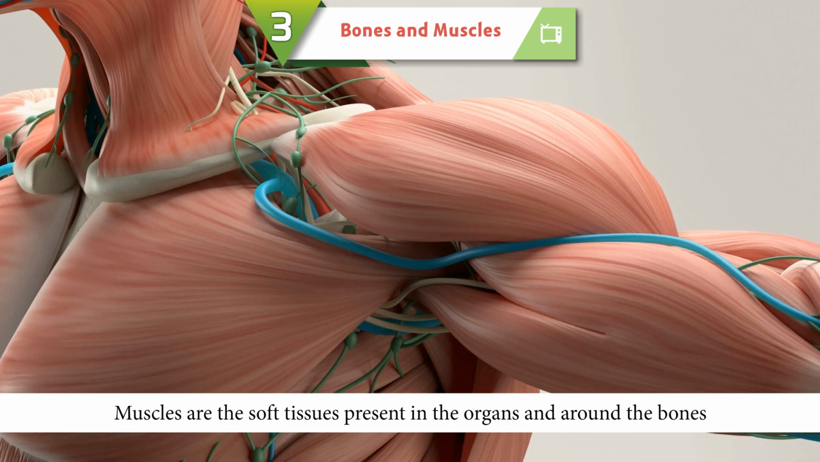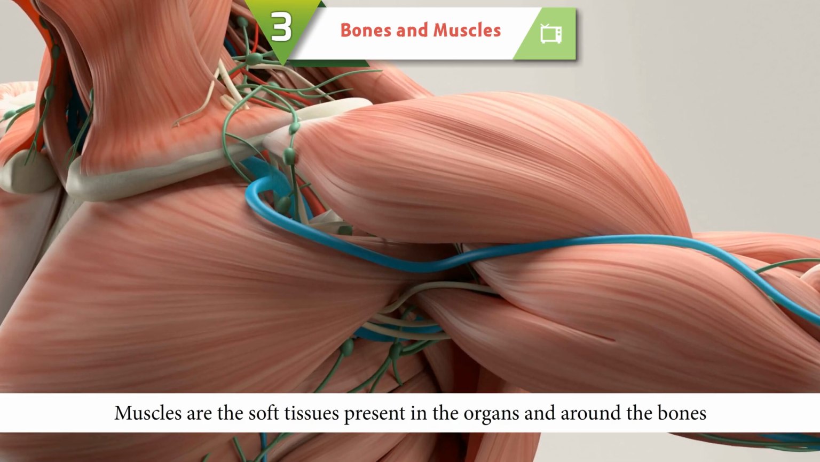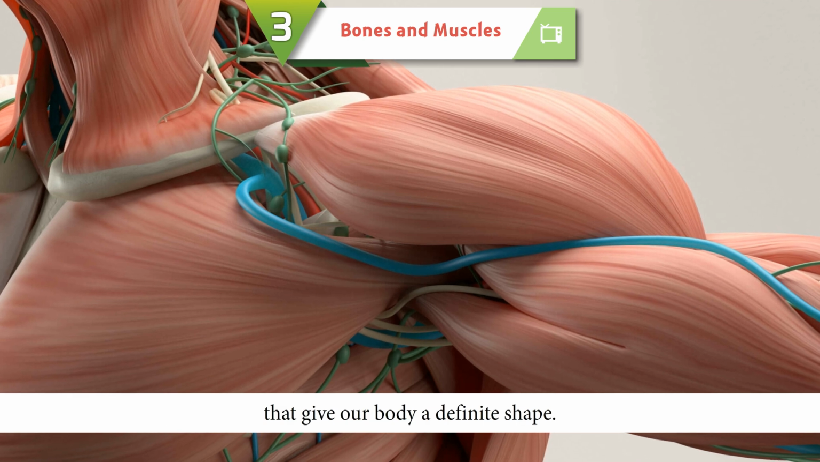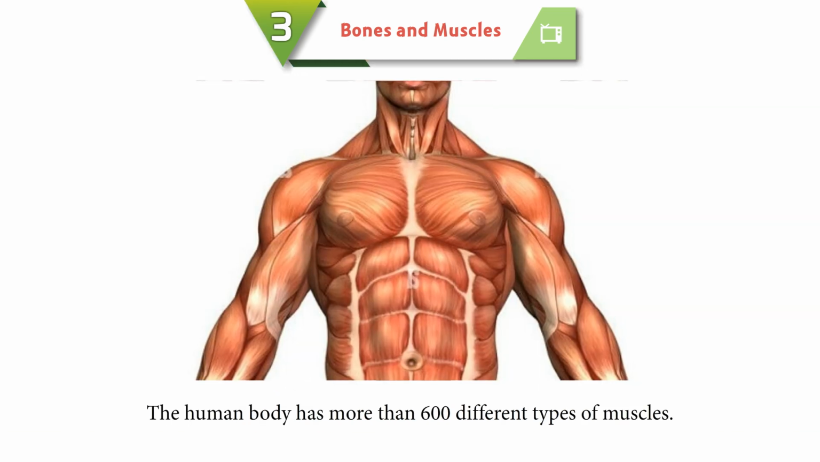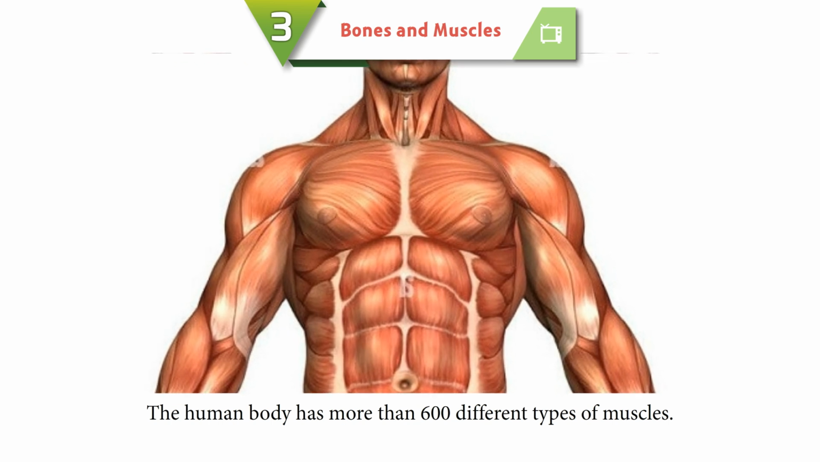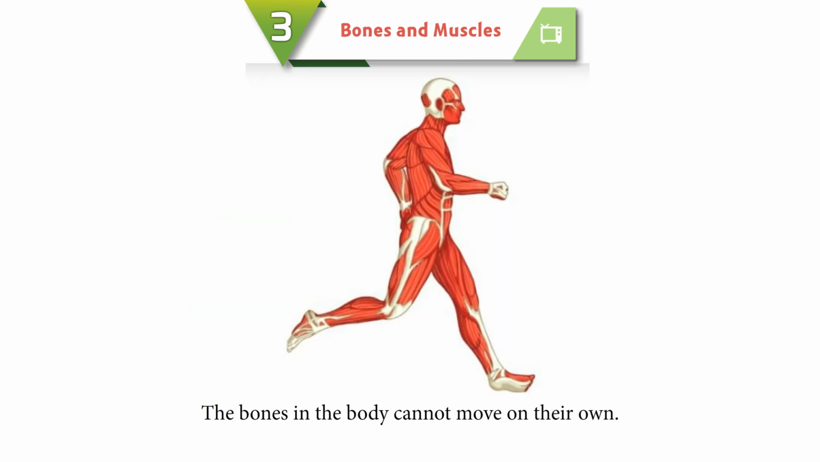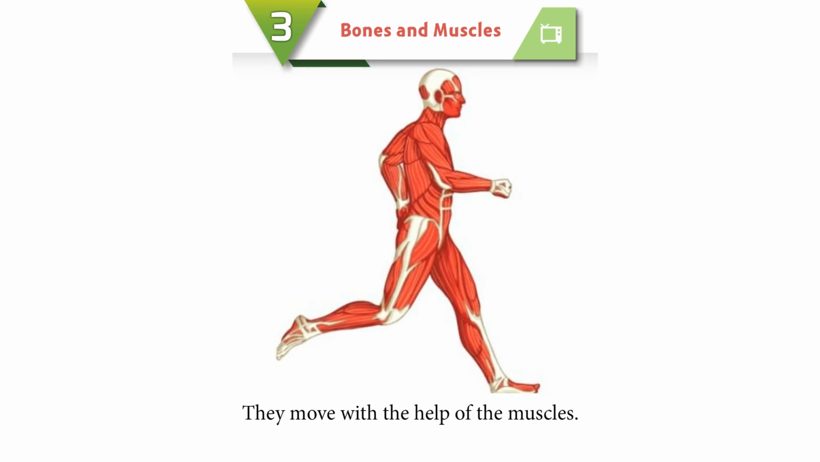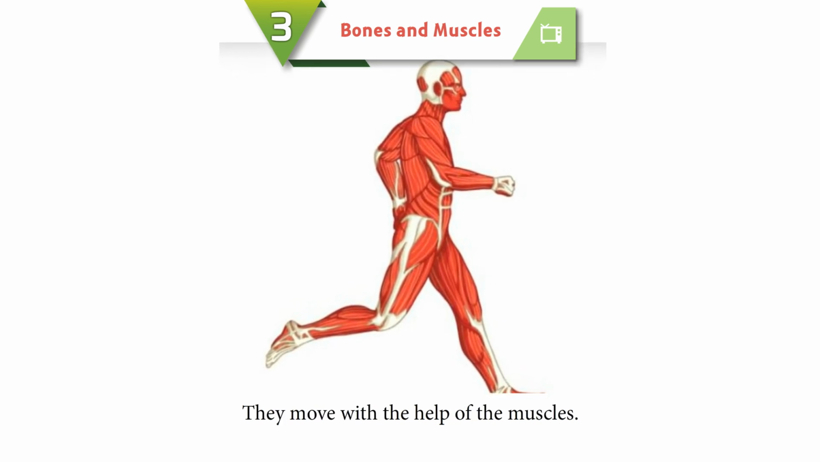Muscles are the soft tissues present in the organs and around the bones that give our body a definite shape. The human body has more than 600 different types of muscles. The bones in the body cannot move on their own. They move with the help of the muscles.